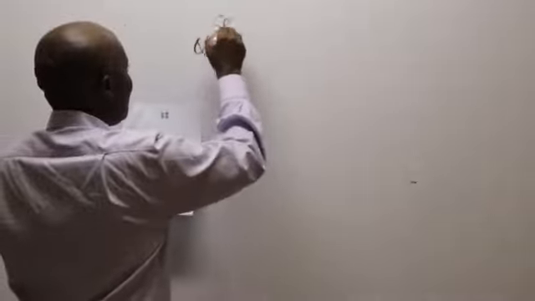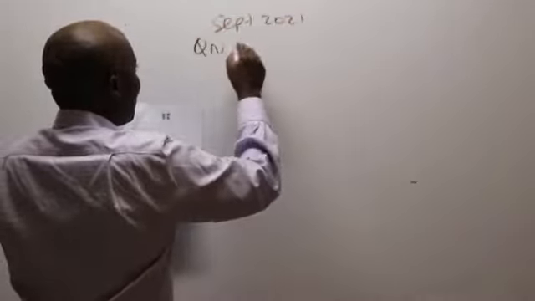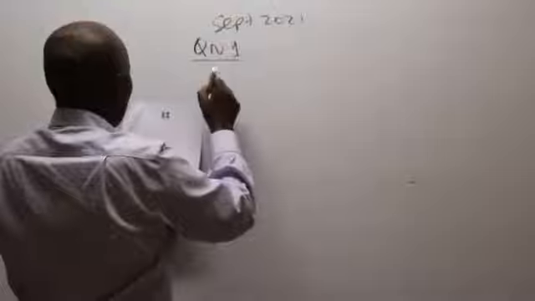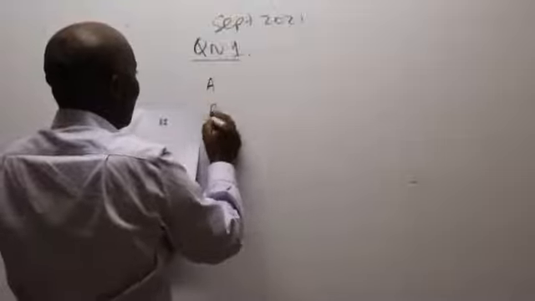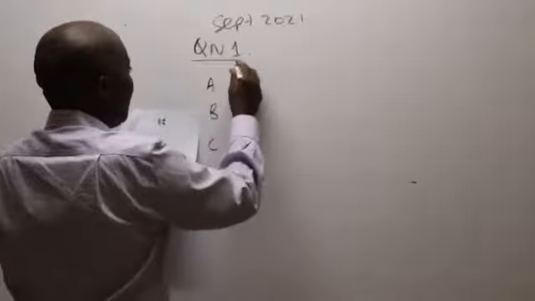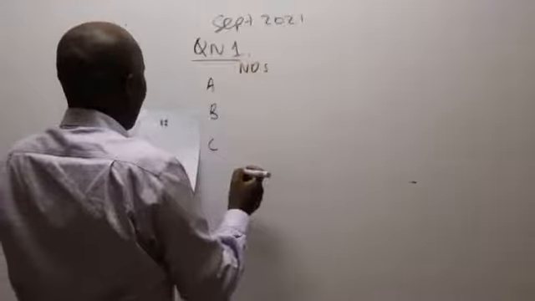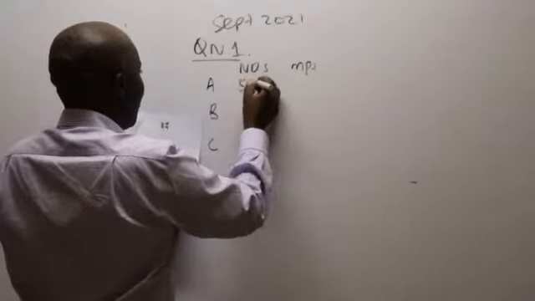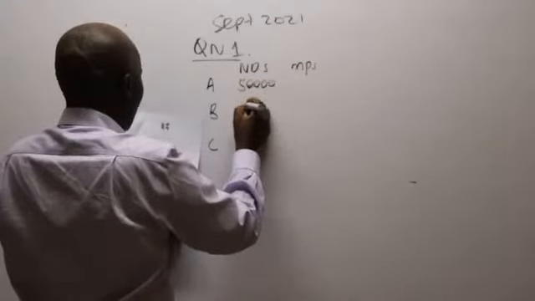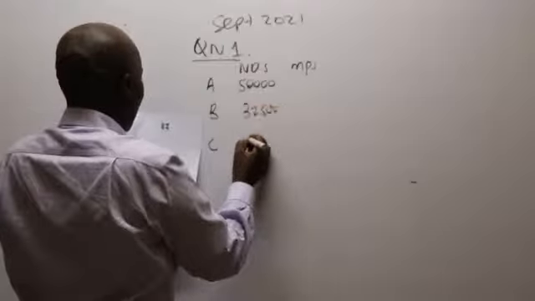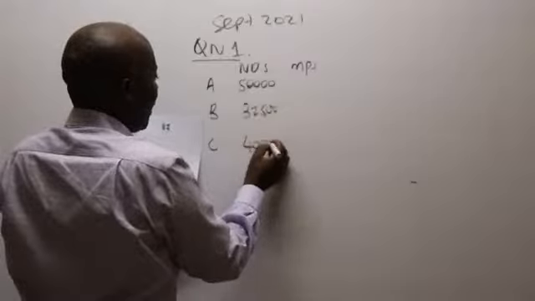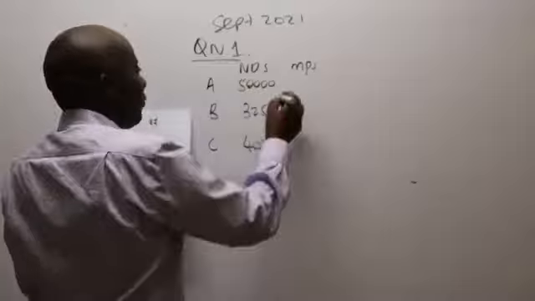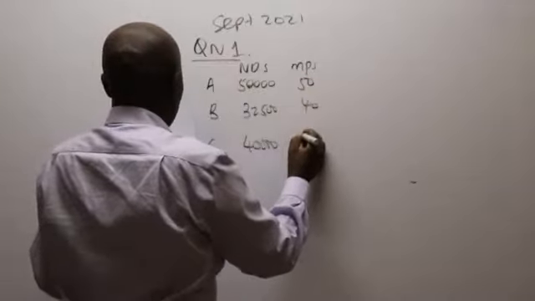So we have here question number 1, September 2021. First of all, we have here 3 companies, A, B, C. We have the number of shares, and then we have the market price per share. So here we have 50,000. Here we have 32,500. Here we have 40,000. And then market price per share: 50, 40, 30.